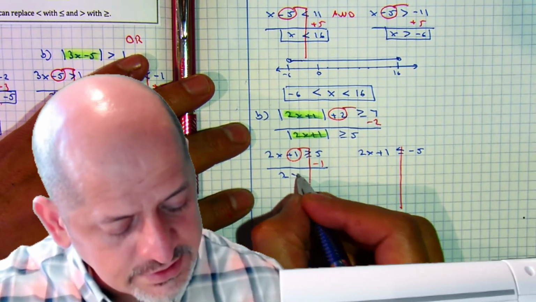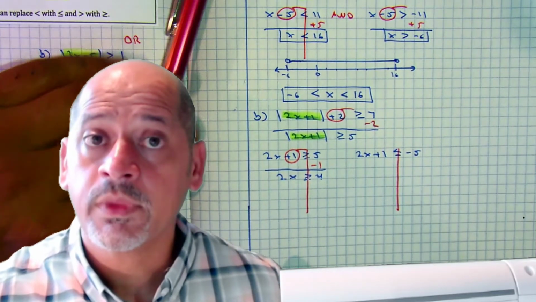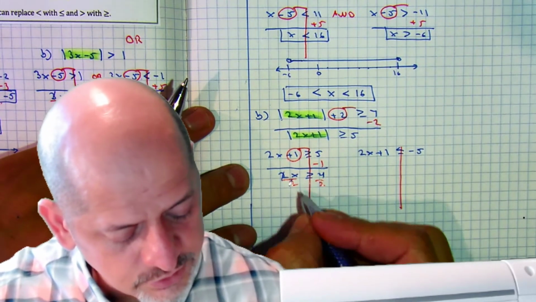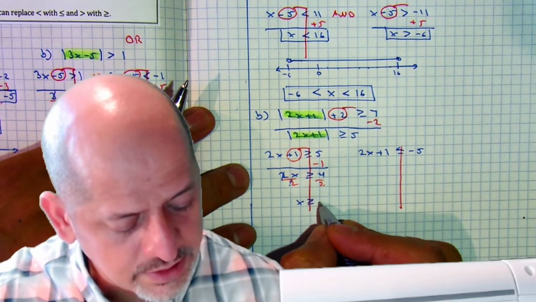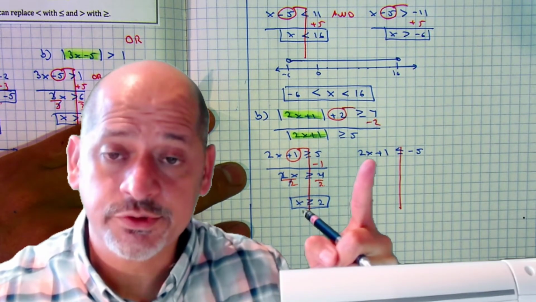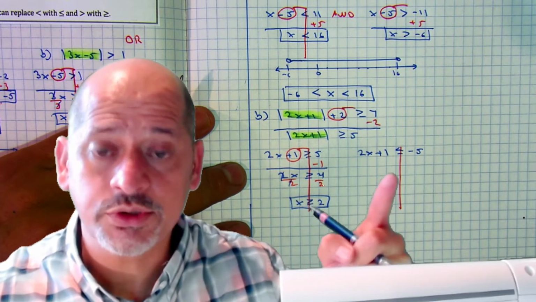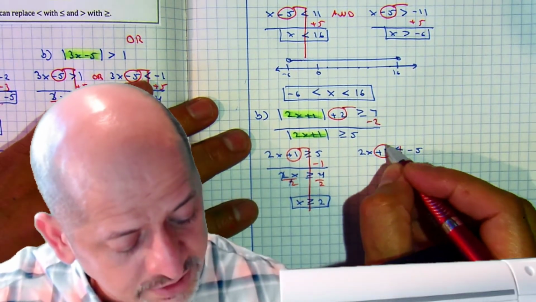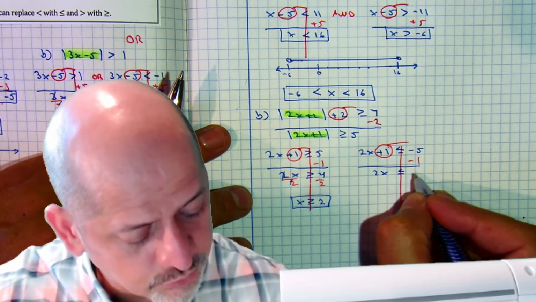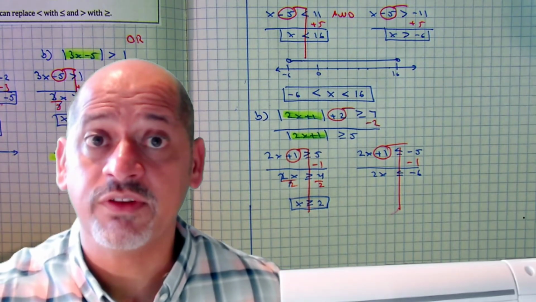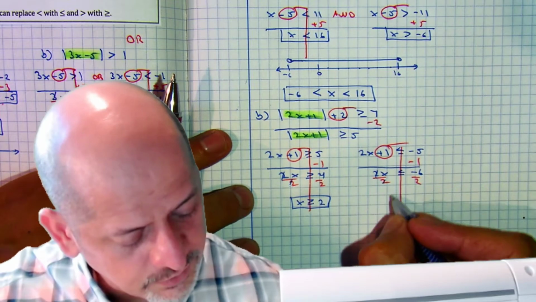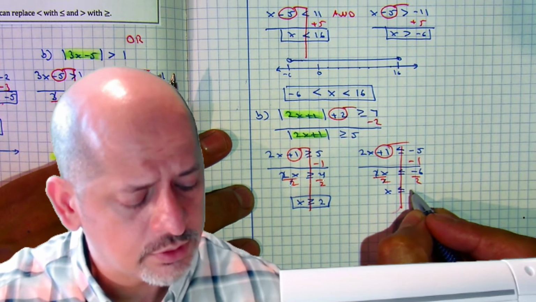That gives me 2x is greater or equal to 4. And now we can divide by 2. The 2's cancel, so therefore x is greater or equal to positive 2. On the second one, leave the x by itself, so let's get rid of the 1. You can do minus 1 on both sides, so I can just move my 1 to the right, becomes a negative 1. That gives me 2x is less than or equal to negative 6. And the last step will be to divide by 2. My 2's cancel, so therefore x is less than or equal to negative 3.